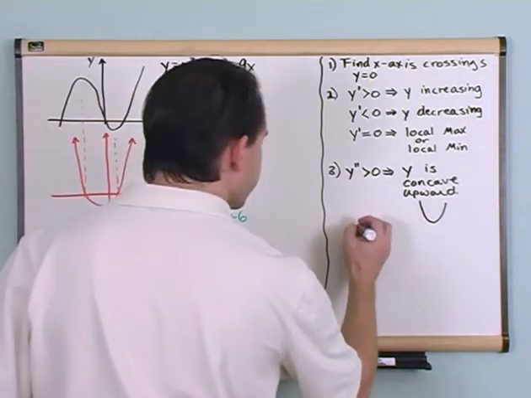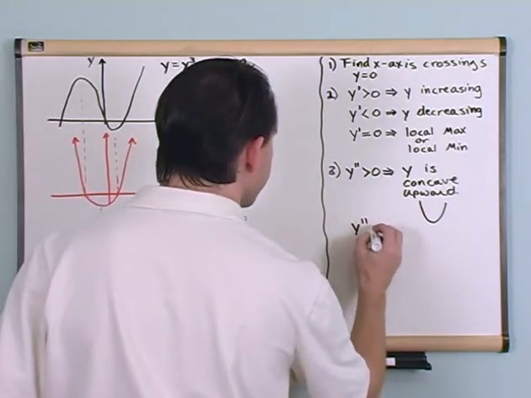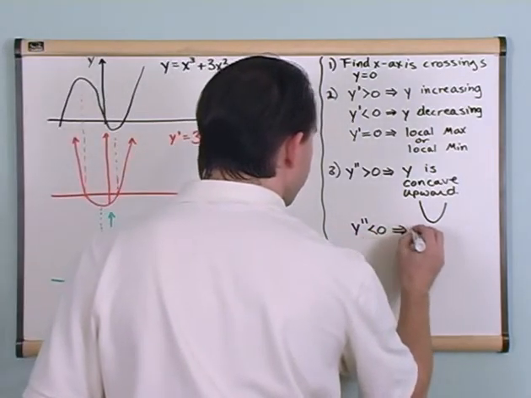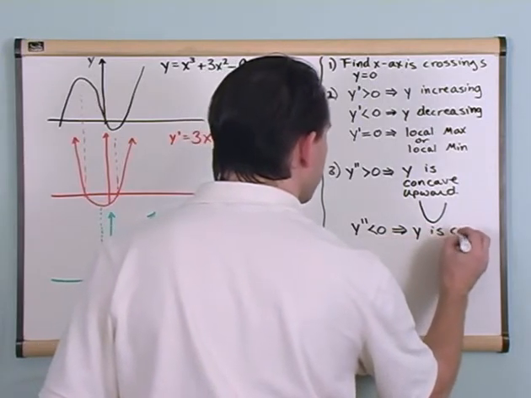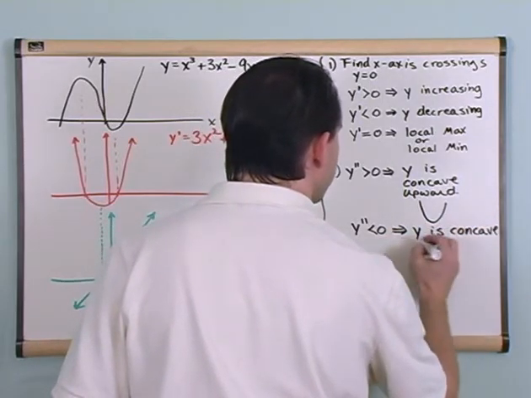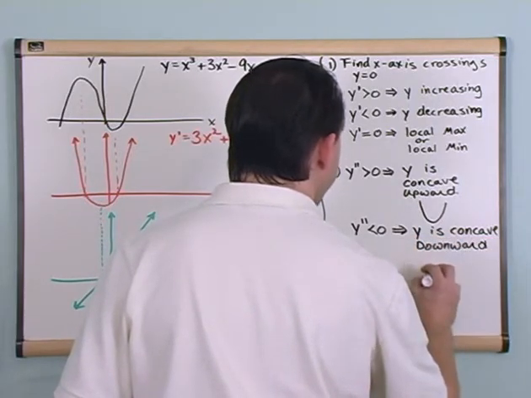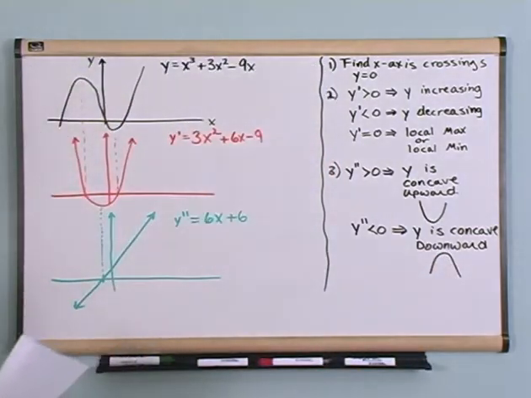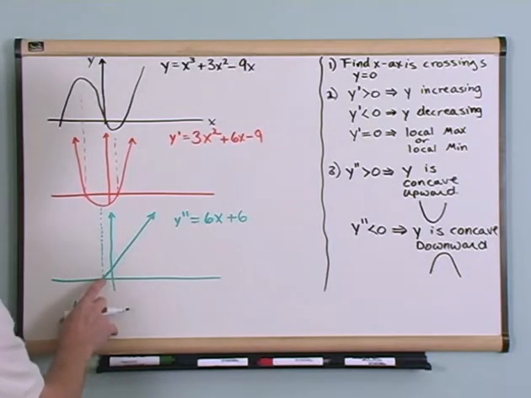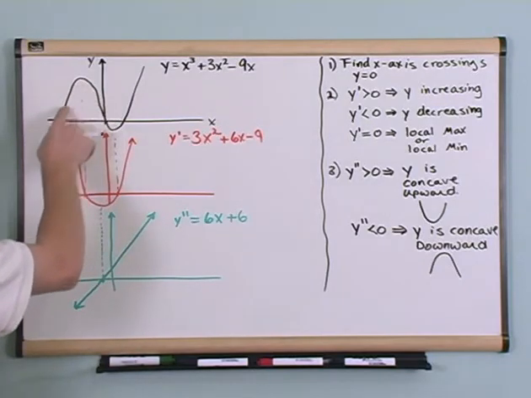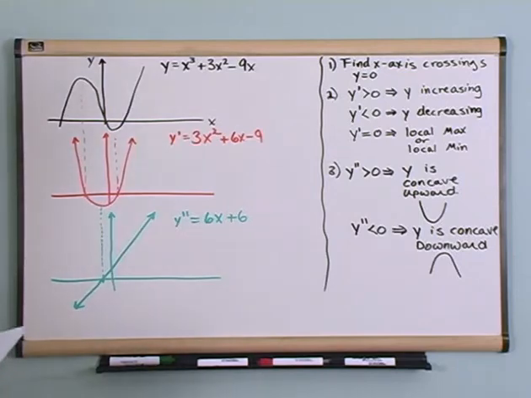The other thing that you can learn from this is that when the second derivative is less than 0, the original function y is concave downward. An example of that is when it looks like this, concave downward. And that makes sense because everywhere this function was negative, if you follow it up here, which would be from here over to here, it's concave downward. So that makes sense.